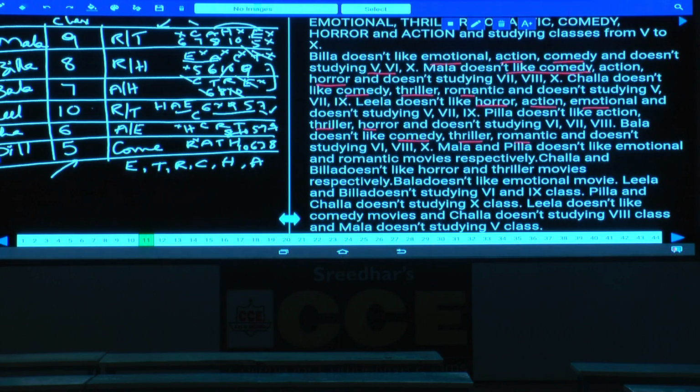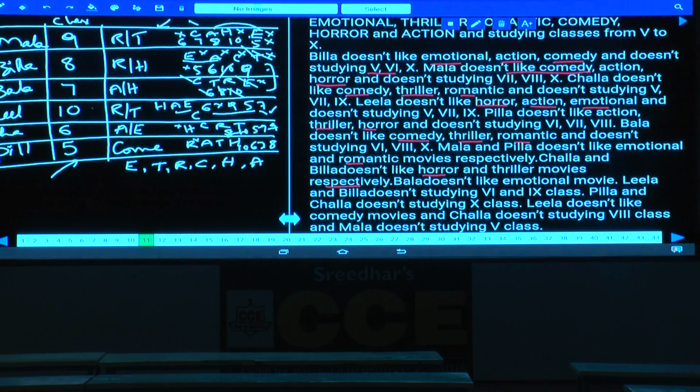Mala and Pilla do not like emotional and romantic movies respectively. Challa and Billa do not like horror. Challa does not like horror and thriller movies. And Billa does not like thriller movies, we have taken that information.